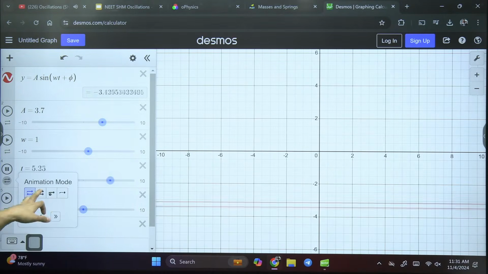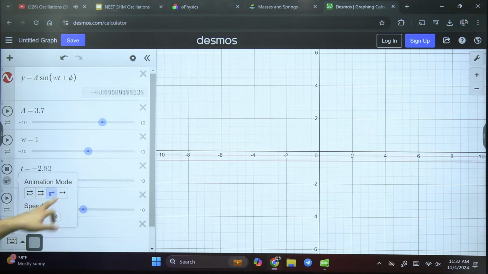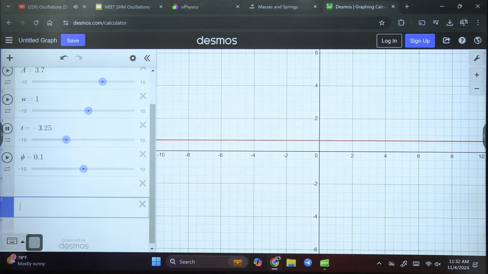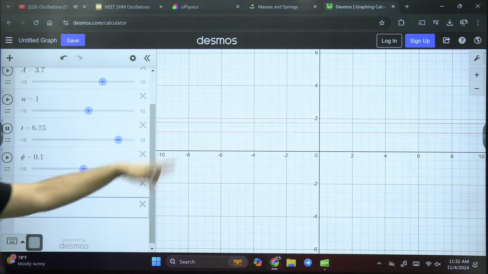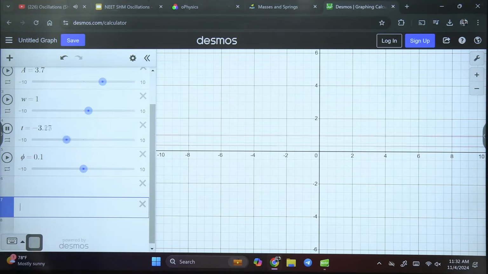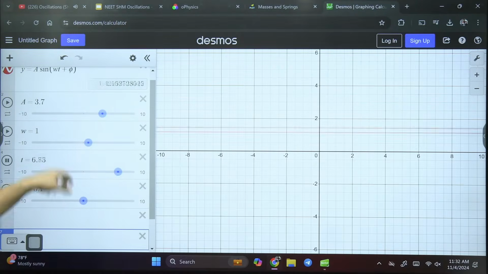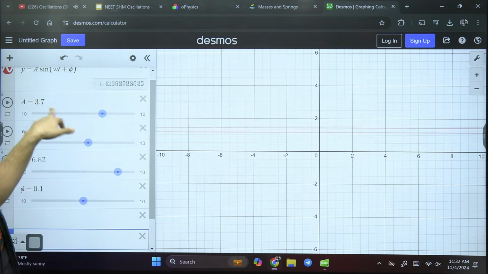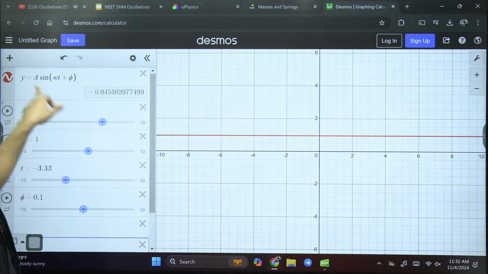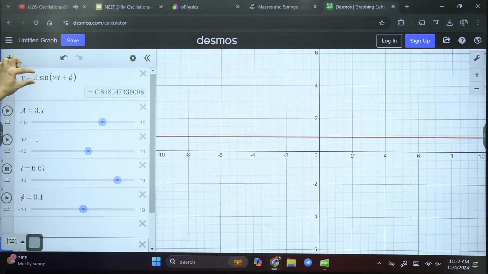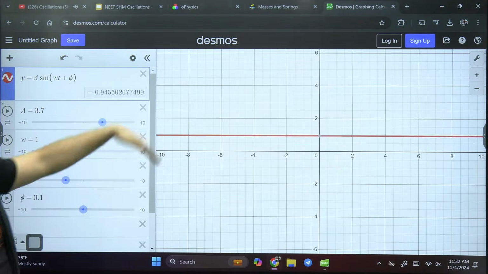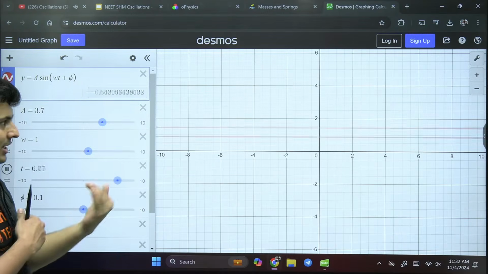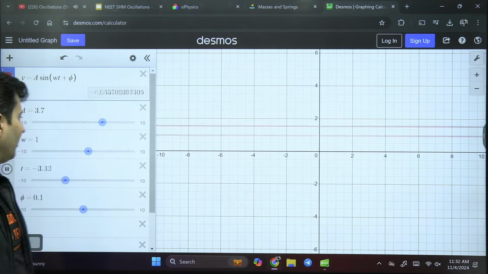Okay, 1 second. Can you see this line is going up and down, correct? Can you see how high it is going and how low it is going? Almost it is going till 4 units because the amplitude is 3.7. Do you see this number outside? That defines how much up and how much down, or how much towards the left or right it will go.